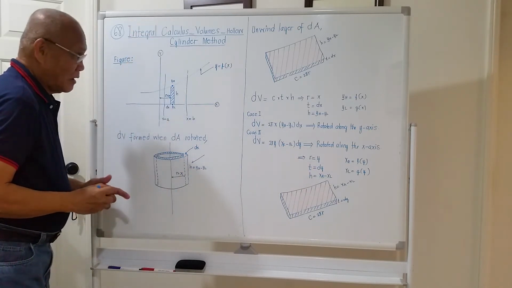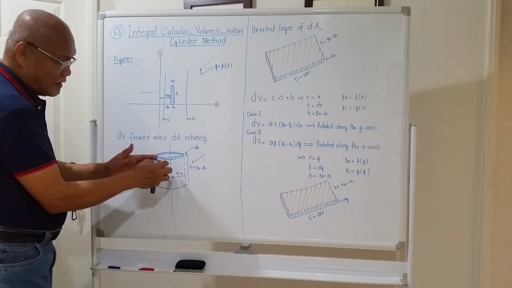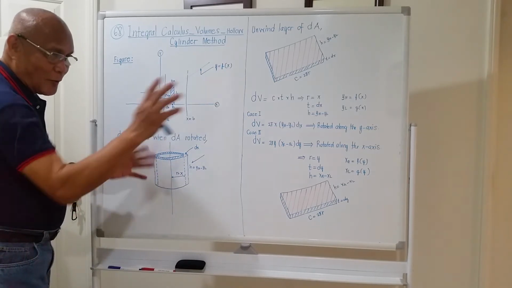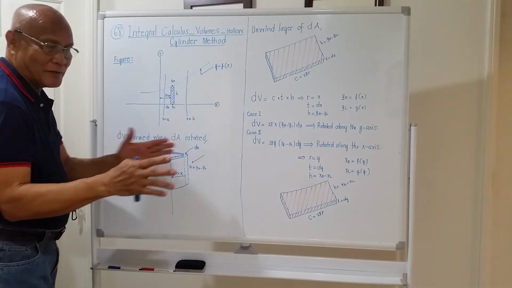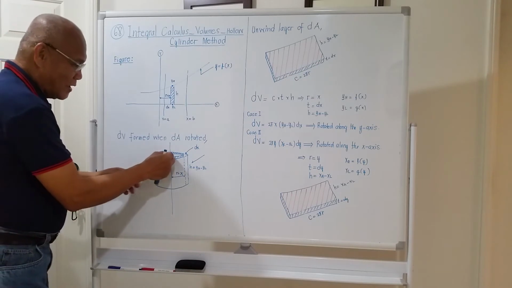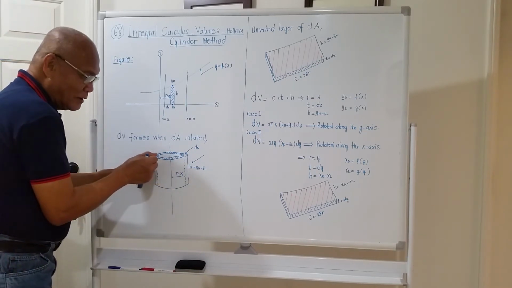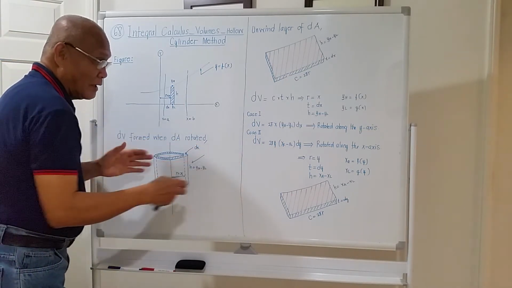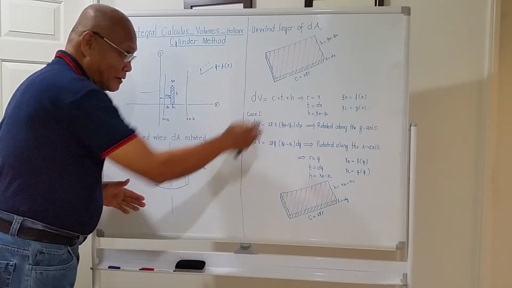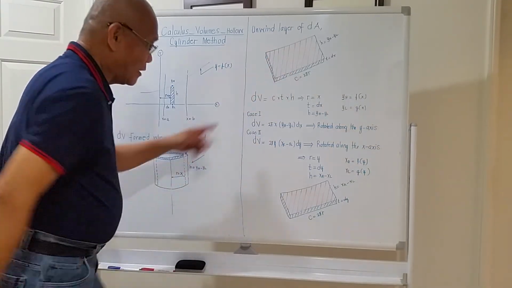Okay? Let's unwind this area here to compute for the volume, so we could visualize it. We cut this one at the middle when we try to spread out. As we spread out, the resulting figure will be something like this.